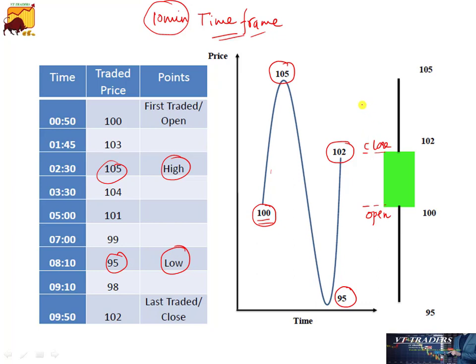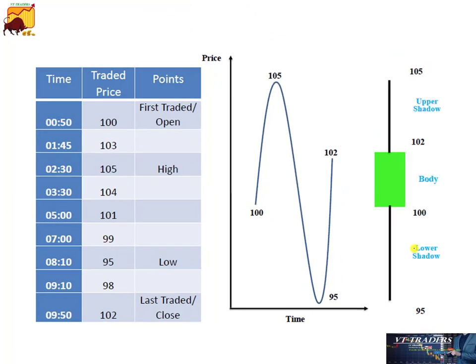Okay, so in the 10-minute time frame the highest value is 105, so this is the high of the candle, and this is 95, which is the low of the candle. Got it? This is called the low of the candle. Now we will see further.